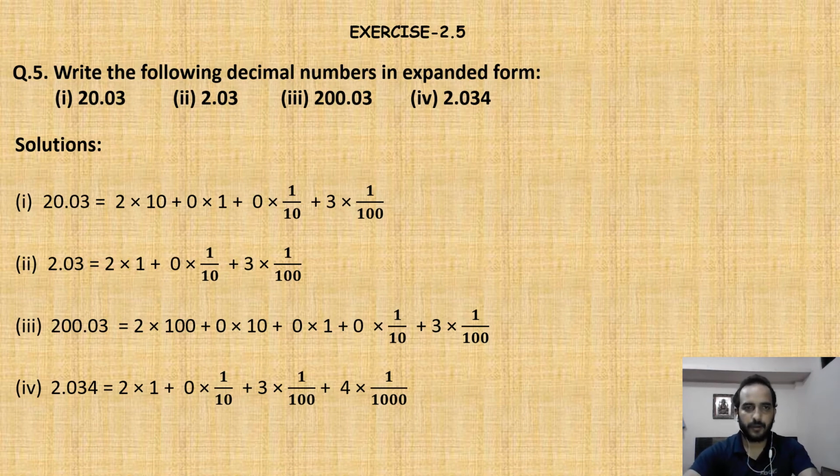So we have here 0 as the ones and 2 as the tens. So 0 into 1 and 2 into 10. And now on the right side of the decimal we have this 0 as the tenth and 3 as the hundredth. So tenth means 1 upon 10 here, 0 got multiplied with 1 upon 10, and 3 is having the place value hundredth, so 3 times 1 upon 100. So this is the expanded value of the given number.